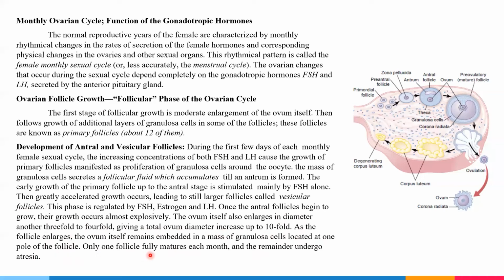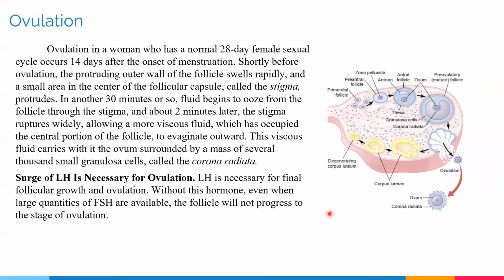Only one follicle fully matures each month, and the remainder undergo atresia. Here we can see a schematic which shows the entire process. Next, we look into ovulation. Ovulation in a woman who has a normal 28-day female sexual cycle occurs 14 days after the onset of menstruation.